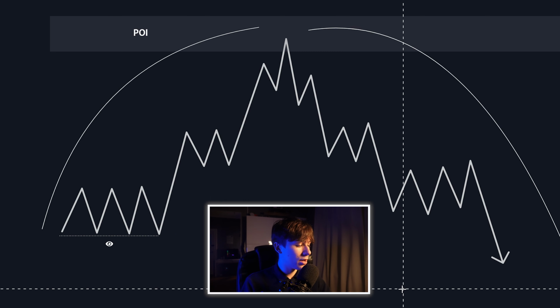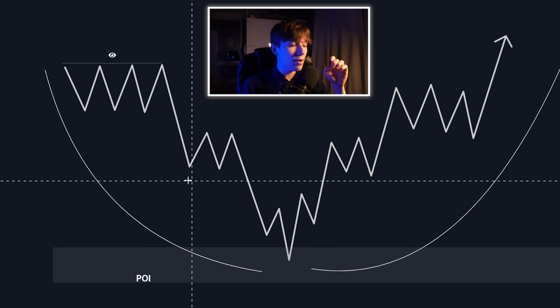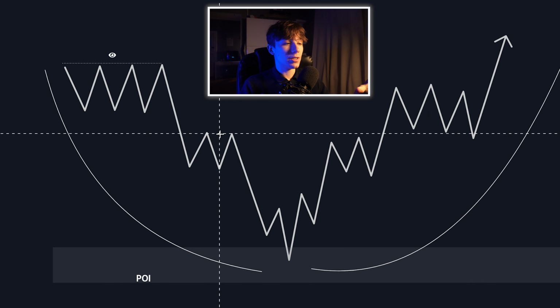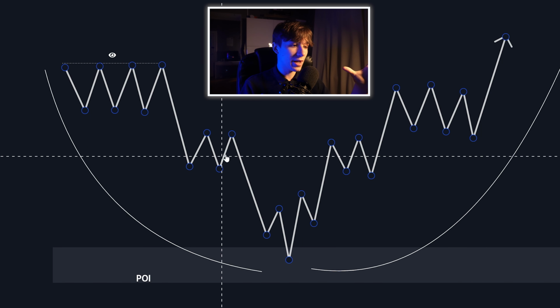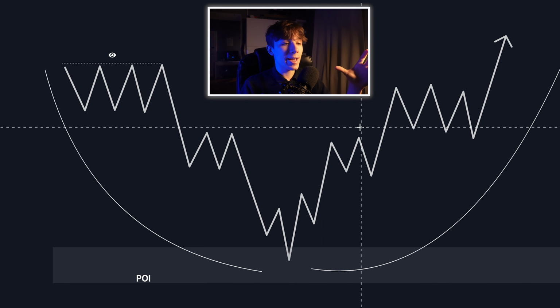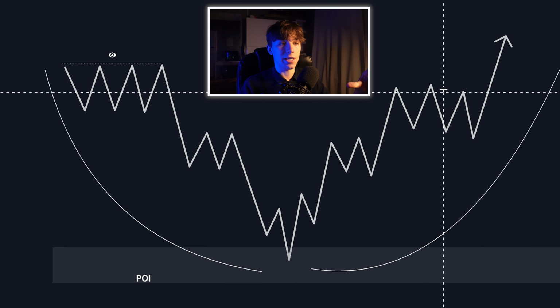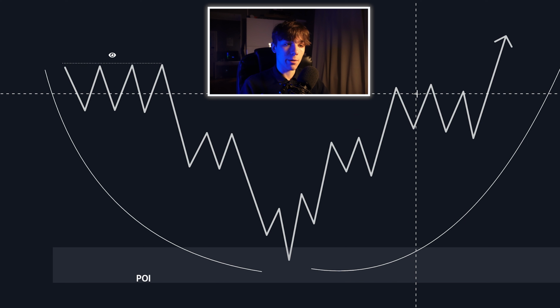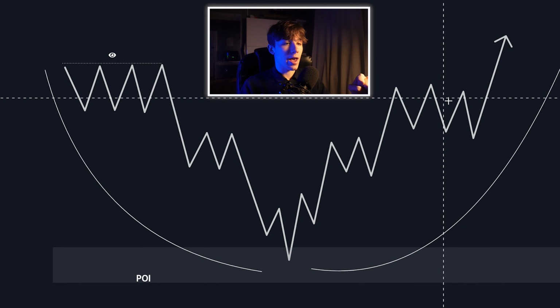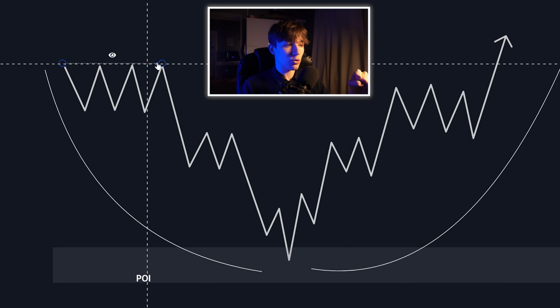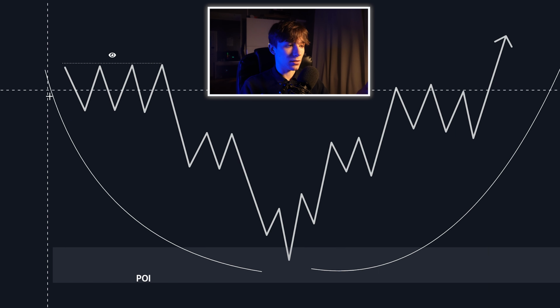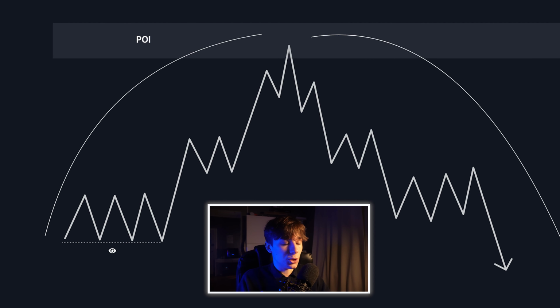Now, on the other hand, on a market maker buy model, we first have a consolidation phase, but we first start with a distribution phase, then we have our pivot point, then we have our accumulation phase, and here we have our final re-accumulation, as you might call it, before taking out the final buy side liquidity, before taking out this final target.